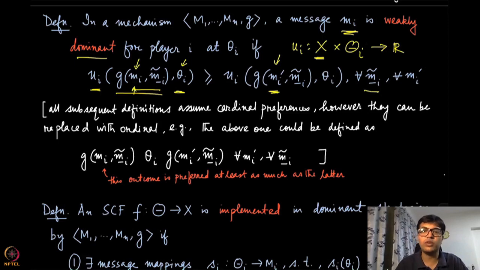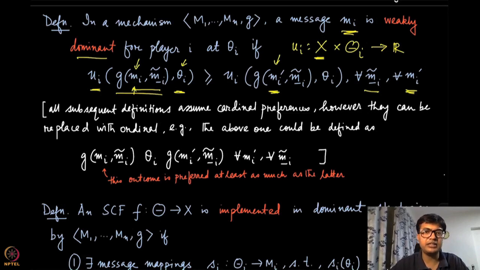So no matter what messages the other players are choosing, this inequality will get satisfied, and it should also get satisfied for all MI prime. Now, what is the difference from the weakly dominant strategy that we have defined? In the weakly dominant strategy, we have also defined something like a strict dominance, a strict inequality to be satisfied for some M minus I tilde. That is no longer true in this definition. So we have actually weakened that definition. That was a more strict definition.